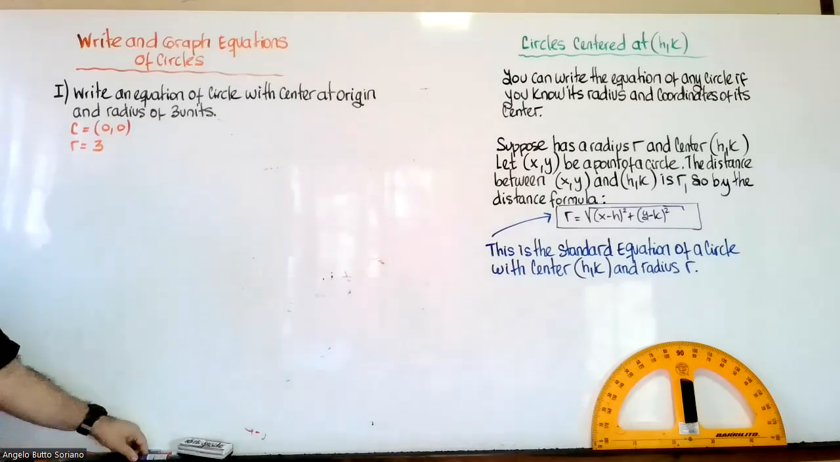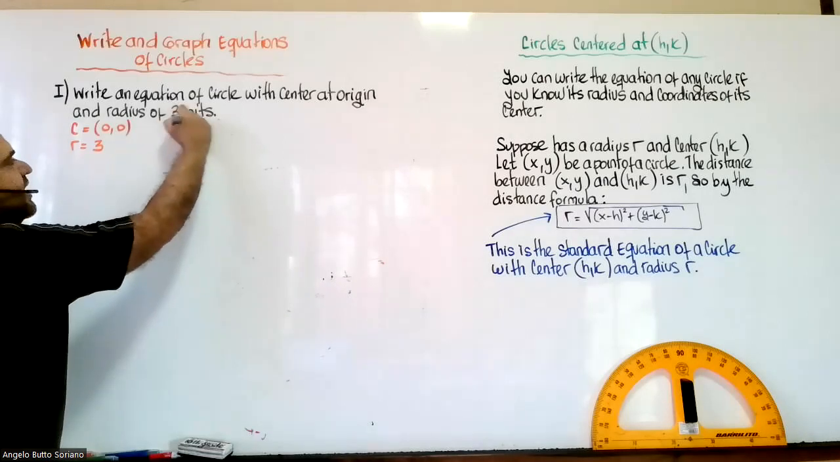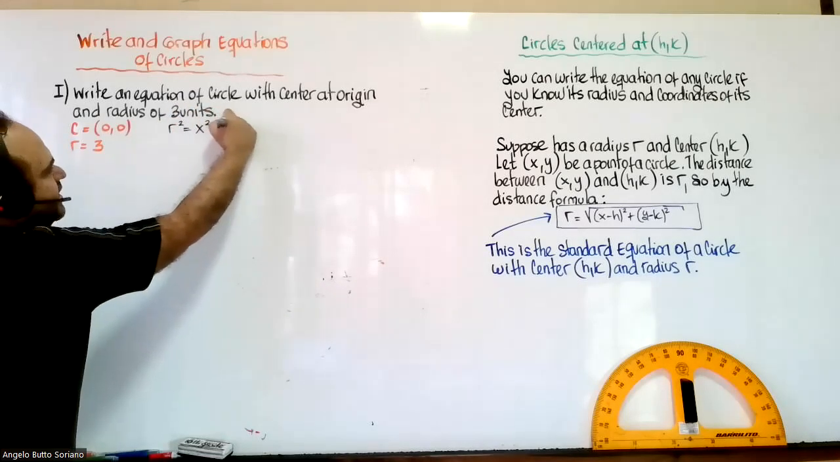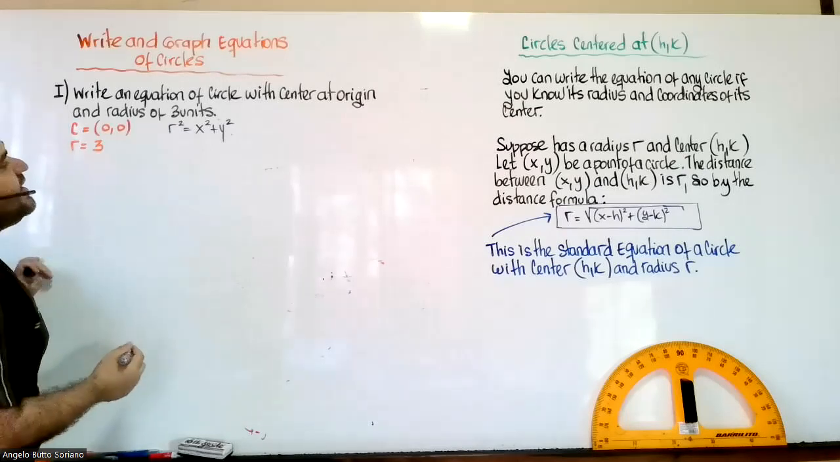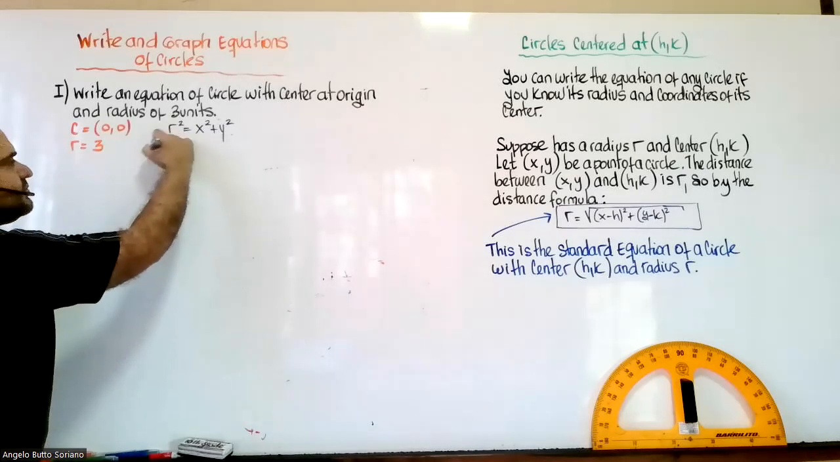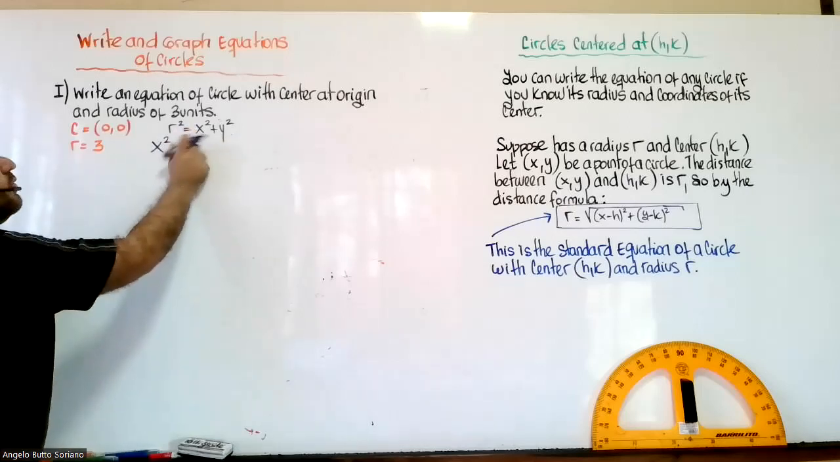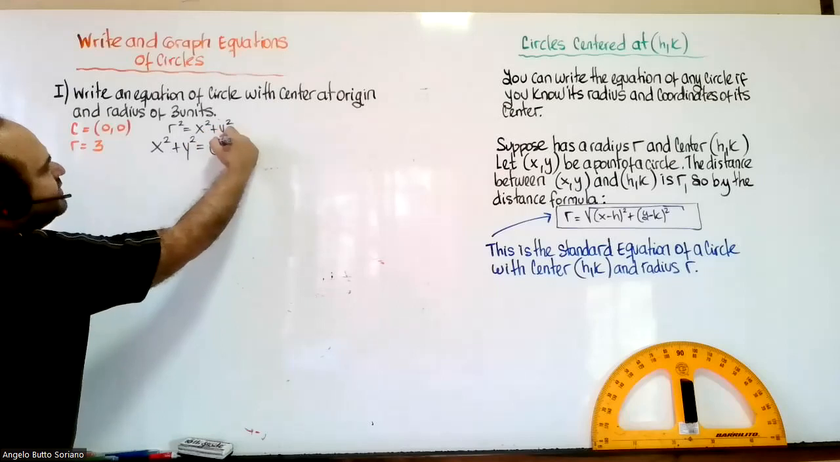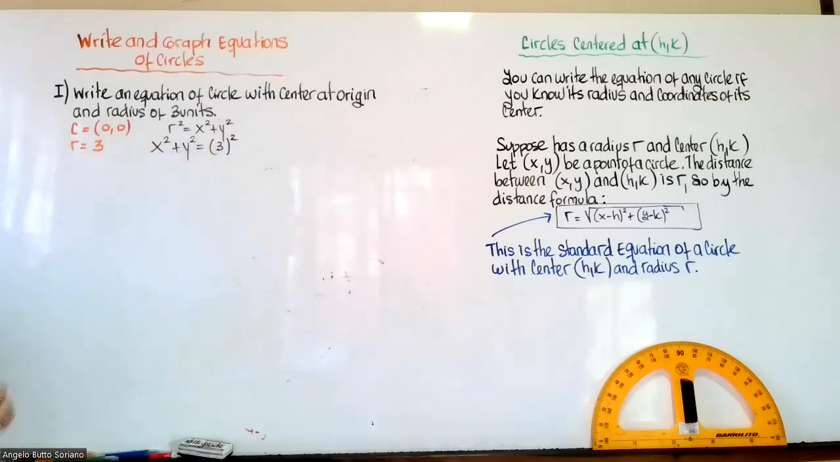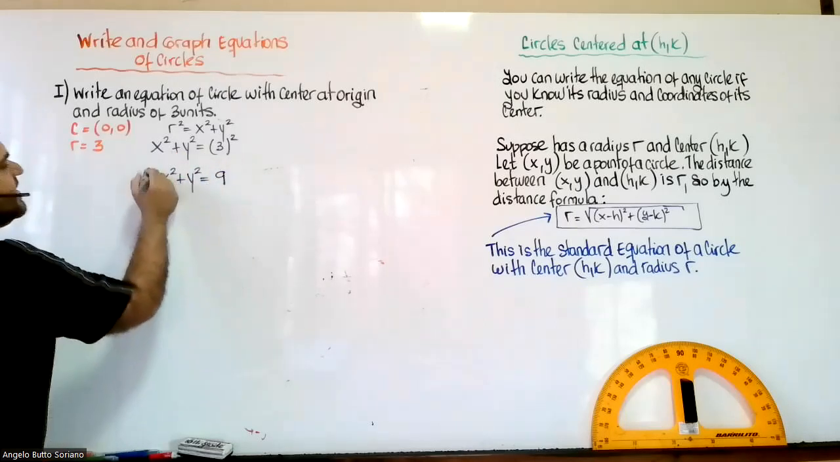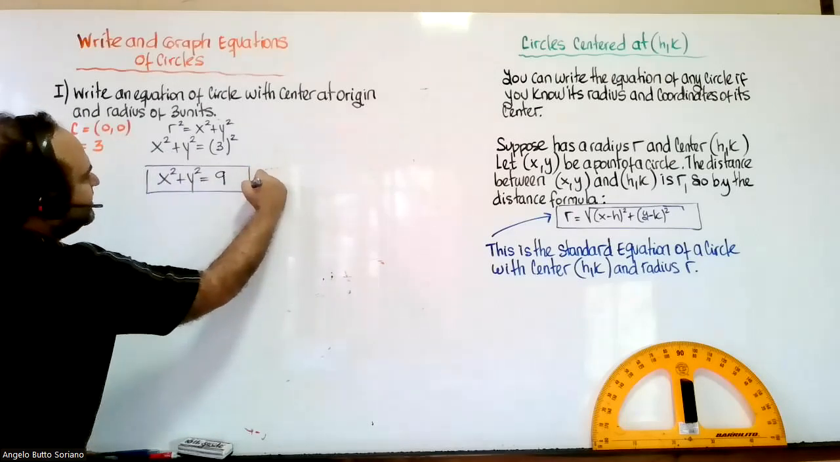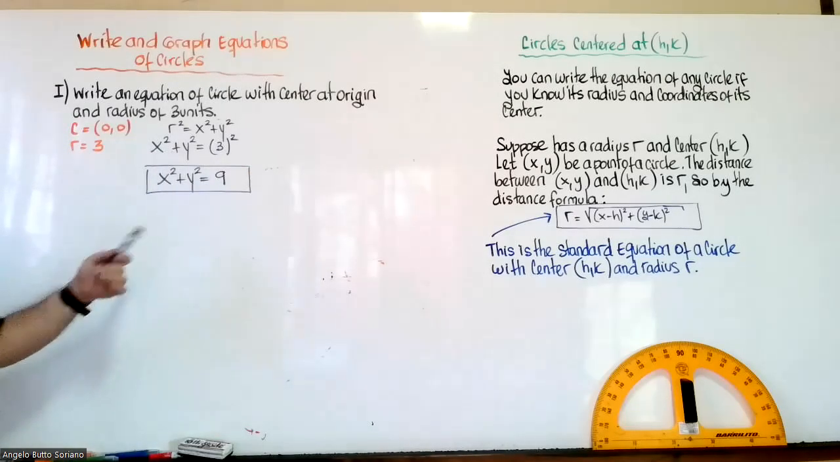For that reason, the general equation of the circle with the center at the origin and radius r is given by r squared equals x squared plus y squared. So basically the only thing that we have to do is replace the letter r by 3 units. I mean x squared plus y squared will be equal to 3 units to the second power. So when we solve this equation, x squared plus y squared will be equal to 9 units. This is going to be the equation of the circle.